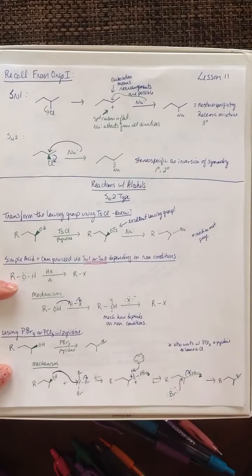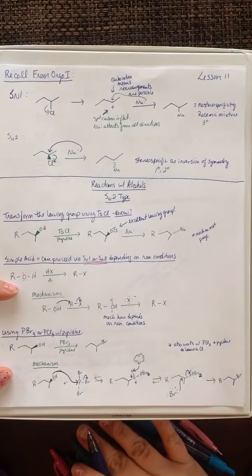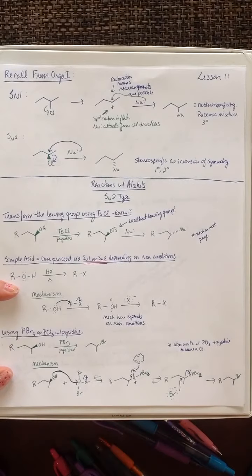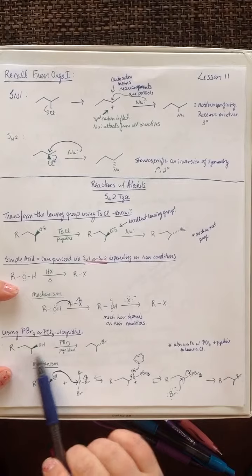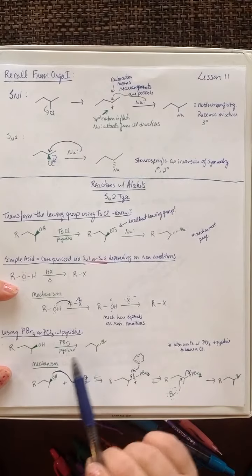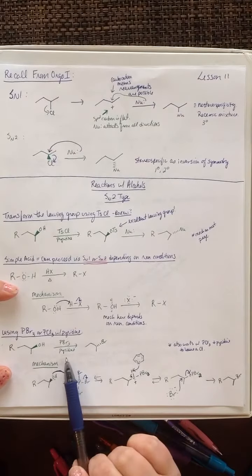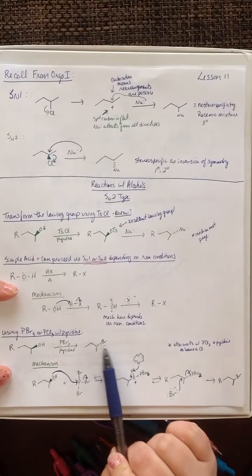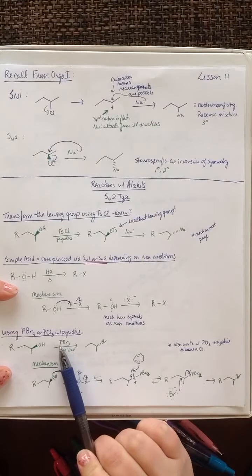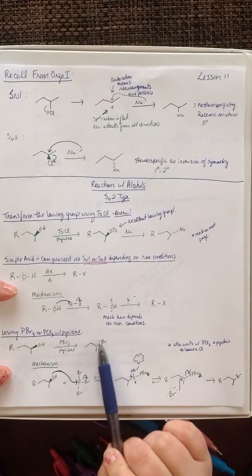PBr3 and PCl3 with pyridine, on the other hand, are actually just going to go SN2. So in this case, we have an alcohol, and we put it with PBr3 and pyridine, you'll end up with a bromine right here. If you were to use PCl3, you would end up with a chlorine right there.